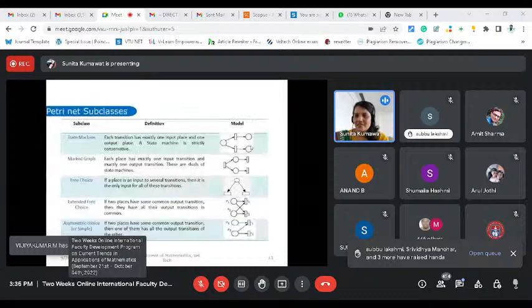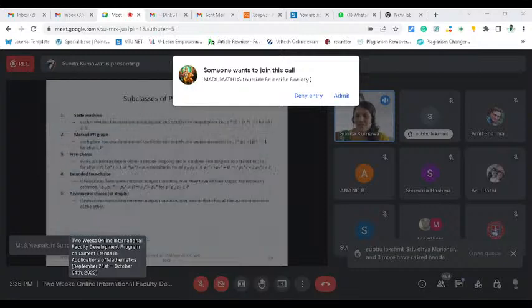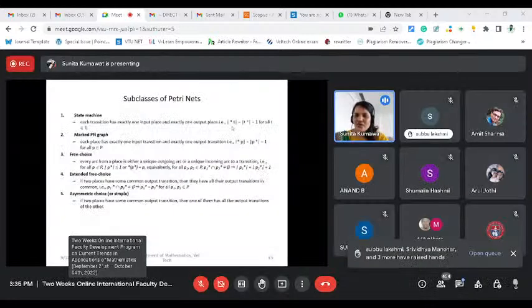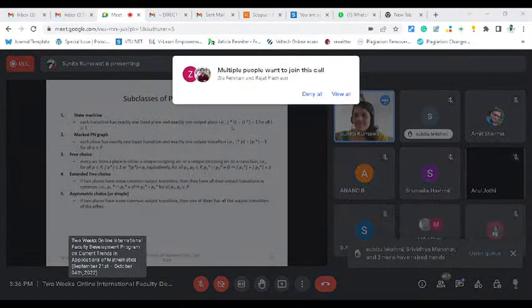For each transition, there is exactly one input place and exactly one output place. Maybe we have one system, or you can think of one machine in manufacturing, and that one machine is used for many tasks, and it has many features. In that case, every process depends on one input condition and one output condition. So in that case, we call it the state machine concept.